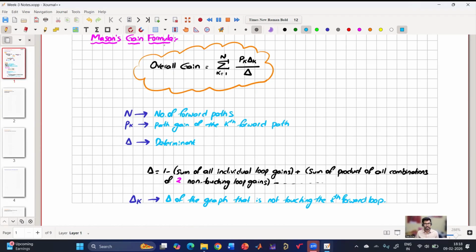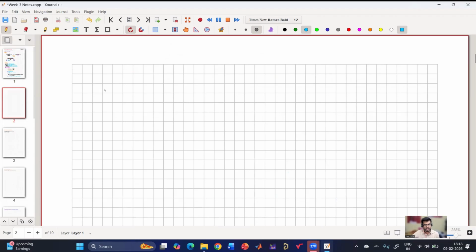Any doubts until this point? No, sir. No. Okay, so let us solve one problem. Then if you have any doubts, I think it makes more sense. So let us quickly solve a problem.